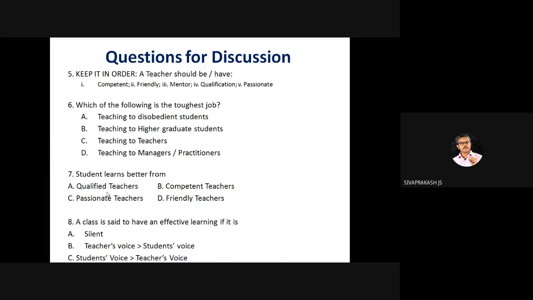Keep it in order. The question number 5, keep it in order. A teacher should have or should be. There are 5 options. All the options are correct. You need to keep it in order, based on the importance, should be or should have. A teacher should be or should have competent, friendly, mentor, qualification, and passionate. You need to keep it in order based on its high importance.